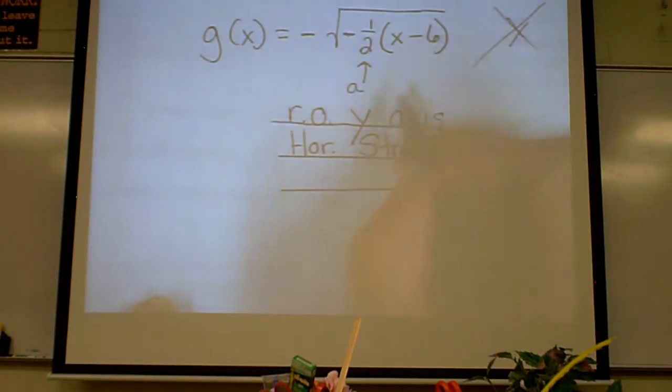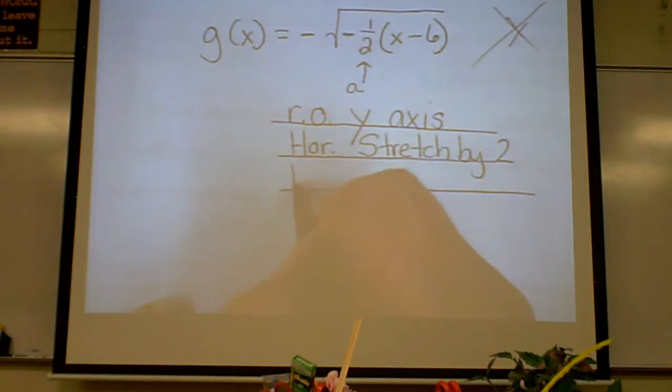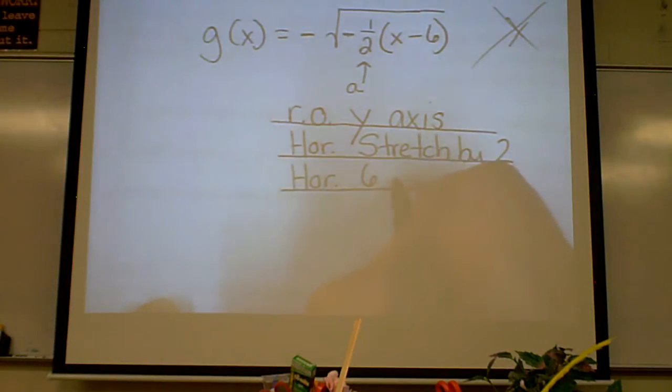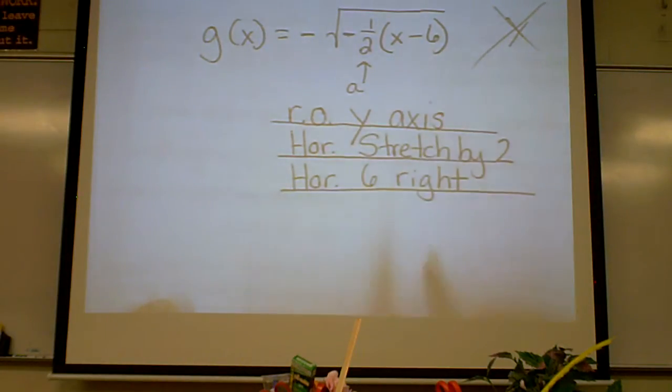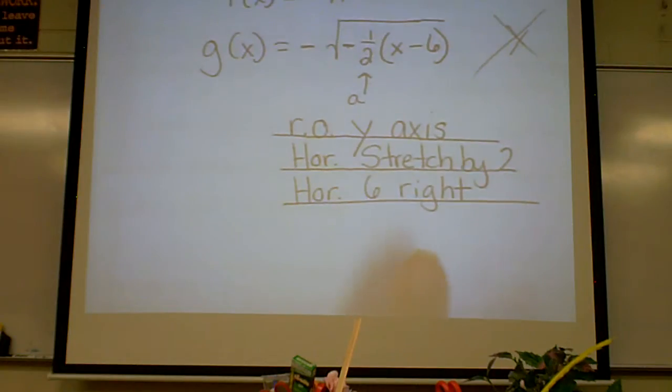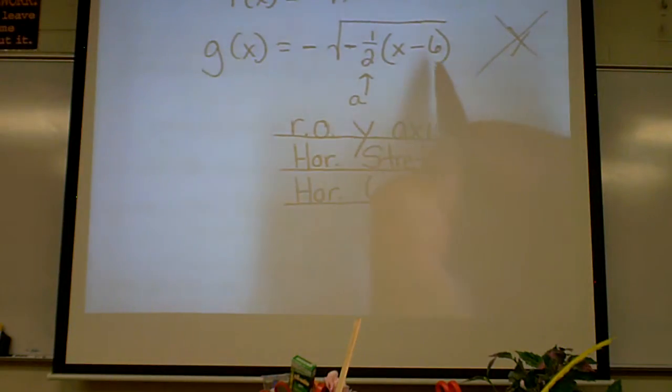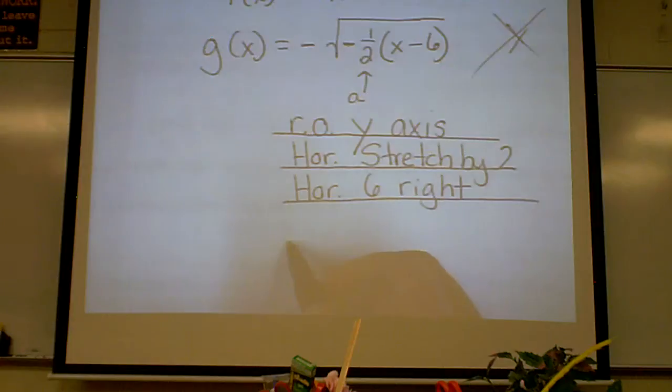Now what would you do? You're going to shift 6 units right. It's a horizontal shift, 6 right. I will accept 6 right. You need to know that when you're going left and right, you're moving horizontally, okay? If you just want to say 6 right, I'm cool with that. Then you go to this out here.